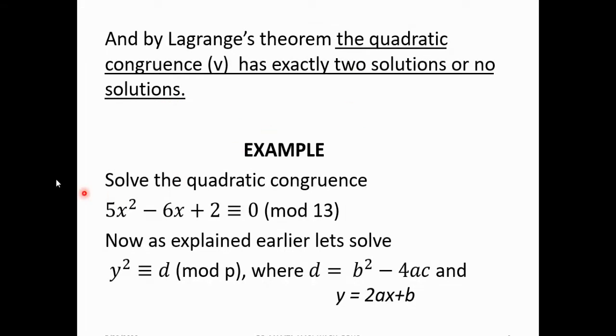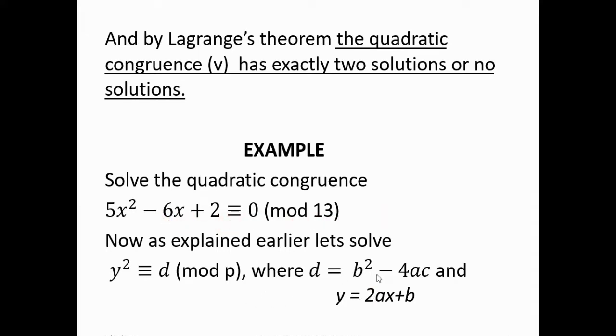Let's see this example. We have to solve this quadratic congruence 5x square minus 6x plus 2 congruent to 0 modulo 13. Now, as explained earlier, let's solve y square is congruent to d modulo p, where d is b square minus 4ac and y is 2ax plus b. The coefficient of x square is a, coefficient of x is b, and this is c, and this is p. So a is 5, b is minus 6 and c is 2 and p is 13.